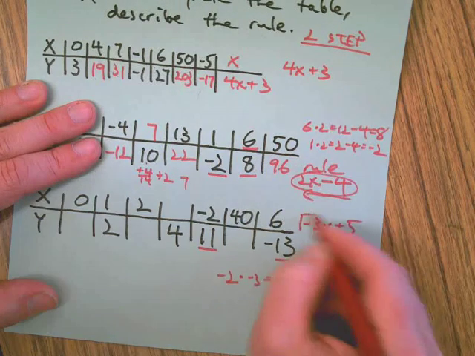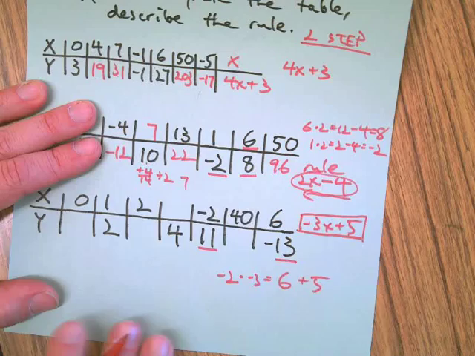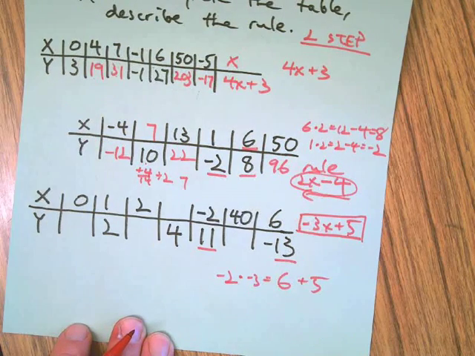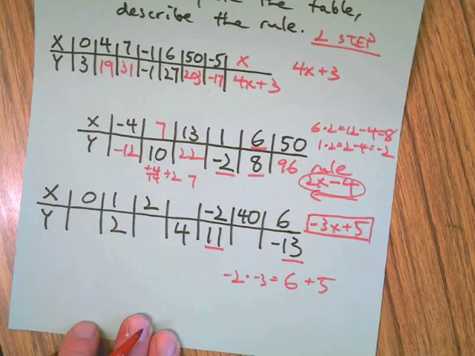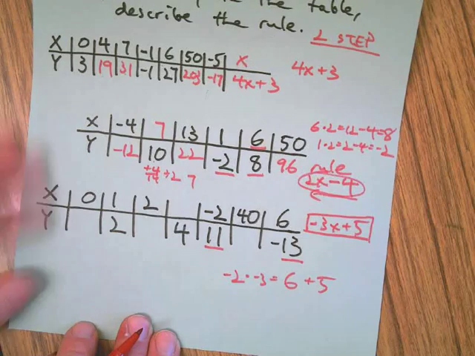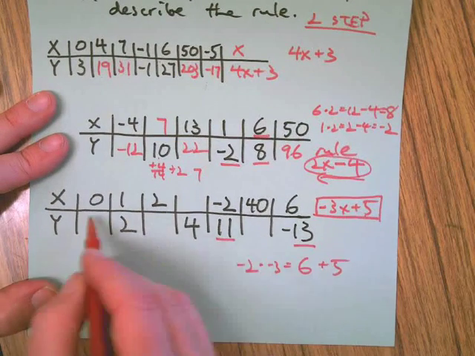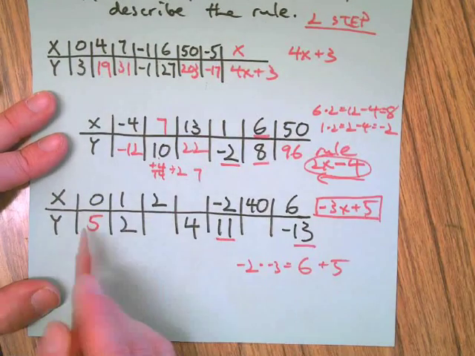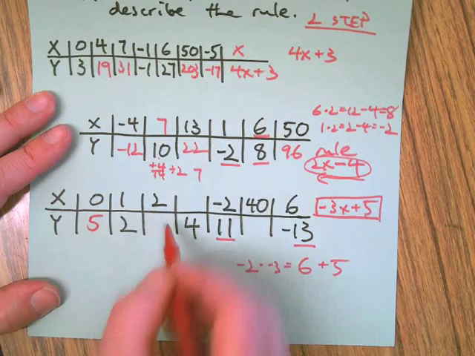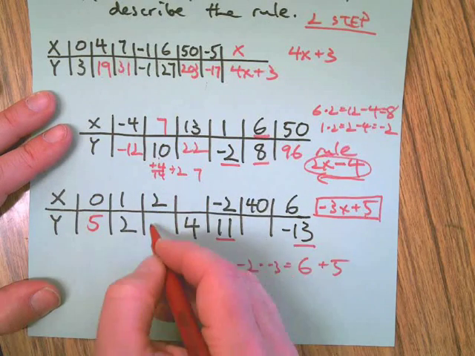So I'm going to apply this rule, times negative 3 plus 5. Wow, where'd that flashing cursor come from? I don't know. Here we go. That's 5, right? Because anything times 0 is 0. 2 times negative 3 is negative 6 plus 5, negative 1.